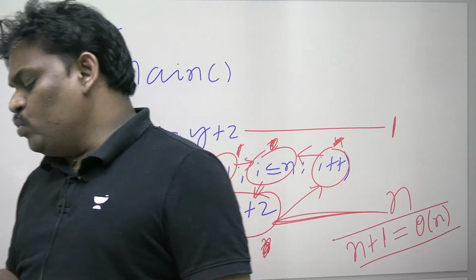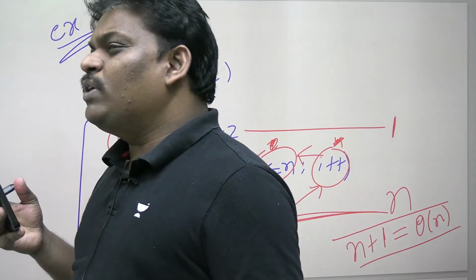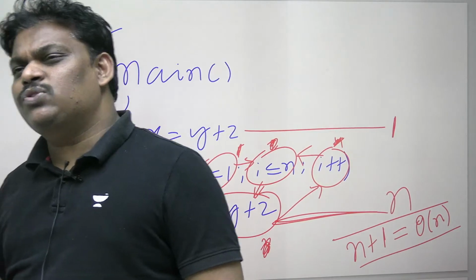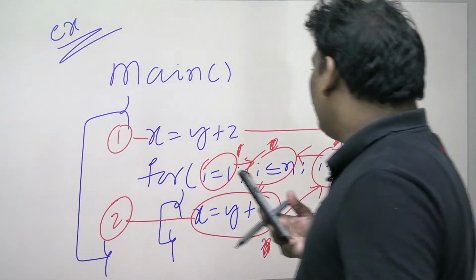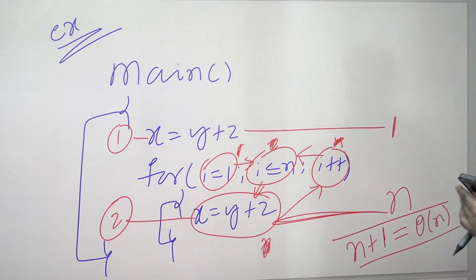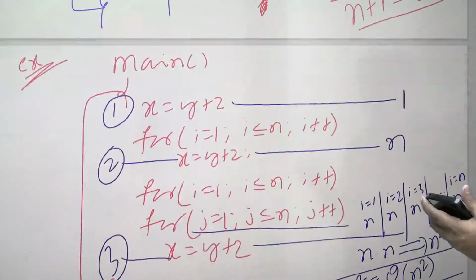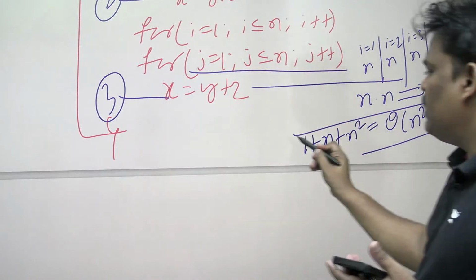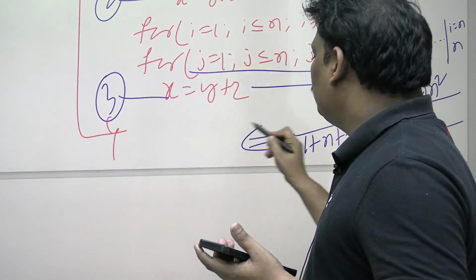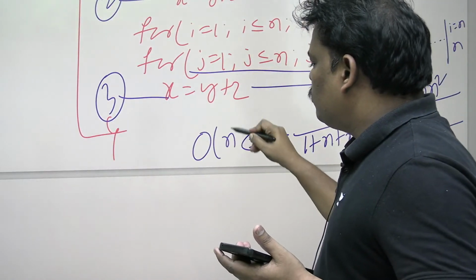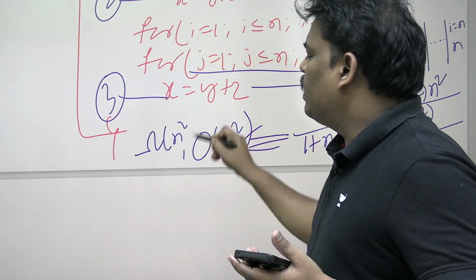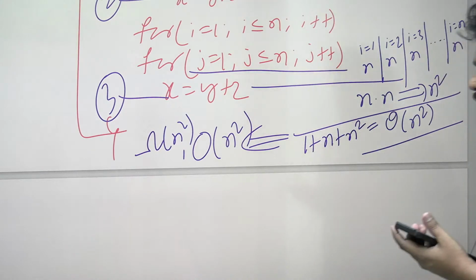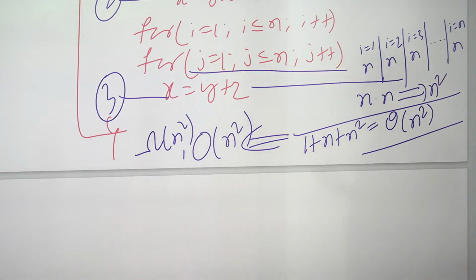So you have to use theta. When you are using theta, you can use big O also. You can use omega also. When I write theta of n square, you can write big O of n square also. You can write omega of n square also. You can write whatever symbol you like. Theta means big O also, omega also.